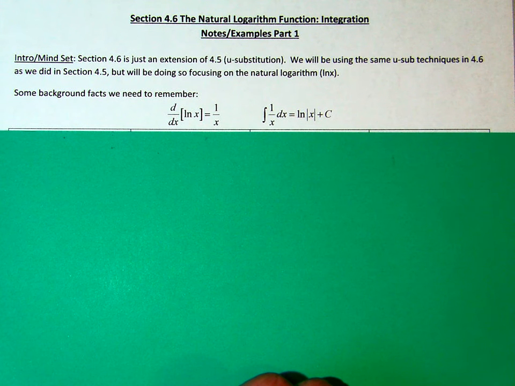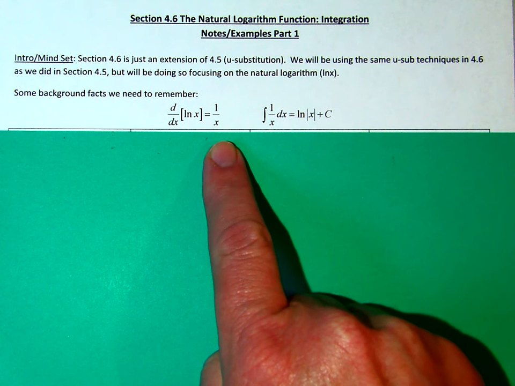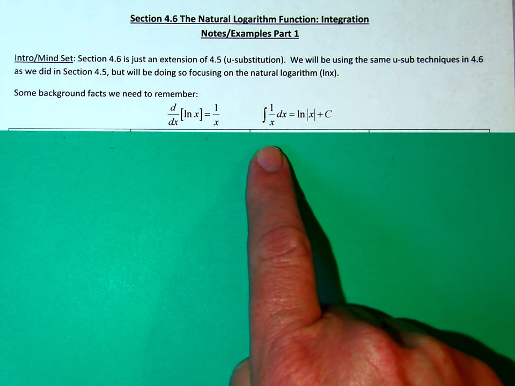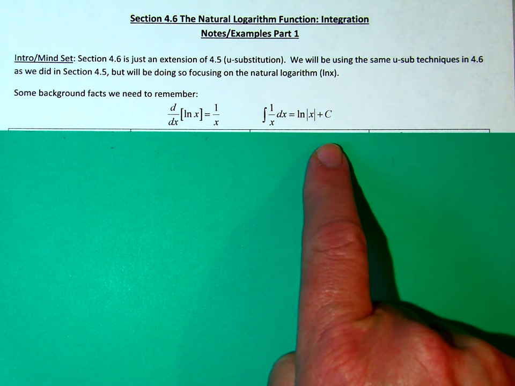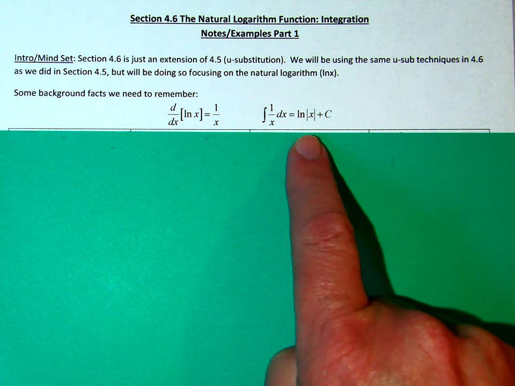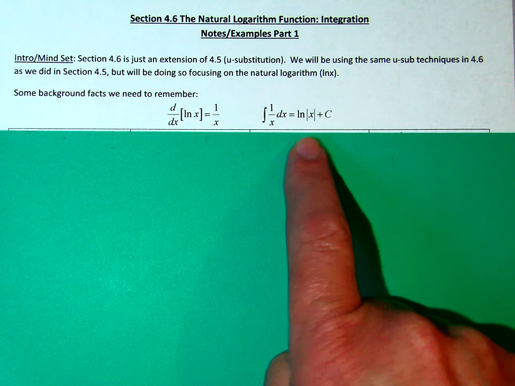So key facts we need to remember: if we take the derivative of the natural log of x, that's 1 over x, and then the antiderivative, or the integral of 1 over x, is ln of x plus our constant of integration. And to avoid any domain issues, very often that x is put inside of absolute value bars.